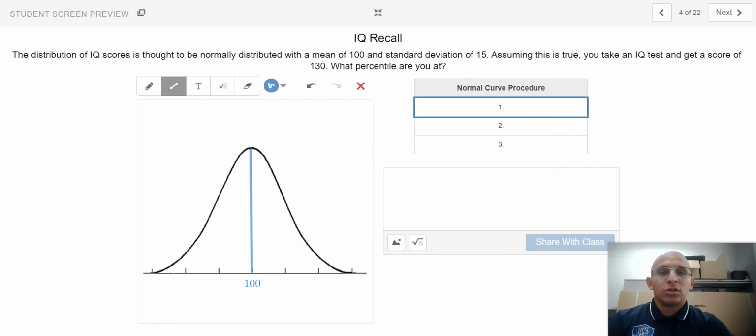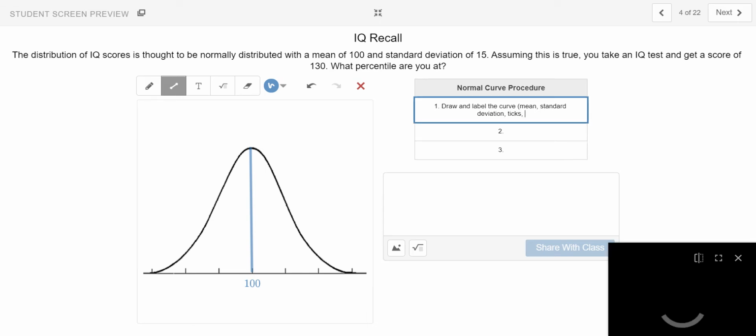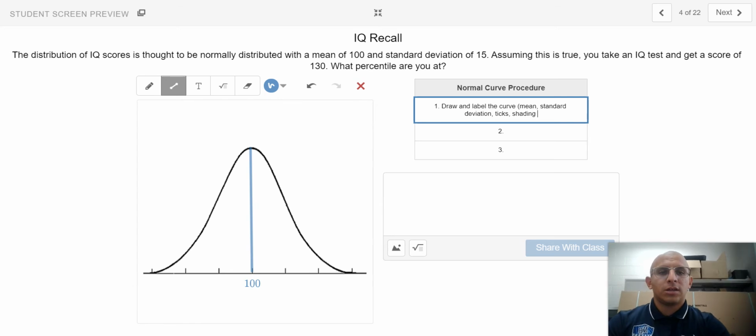So the first thing that we want to do is draw and label the curve. What does this entail? That includes the mean, standard deviation, ticks, and then shading the area in question.